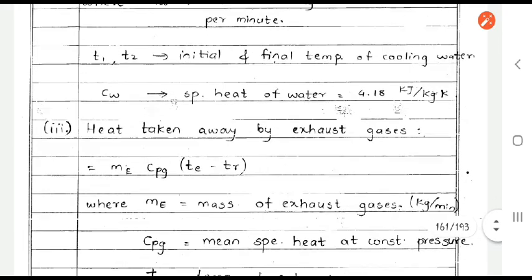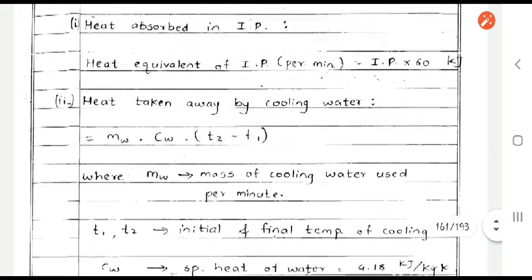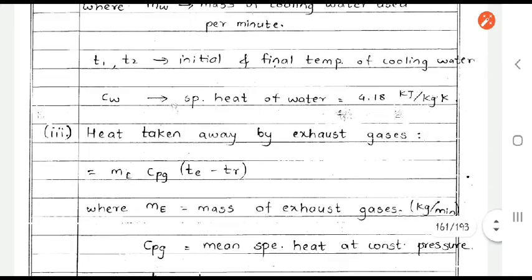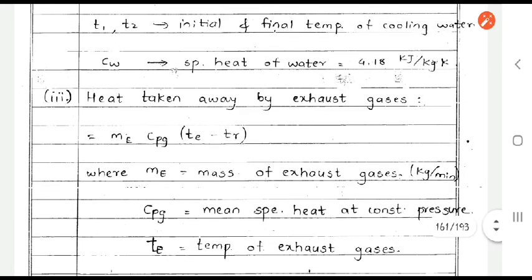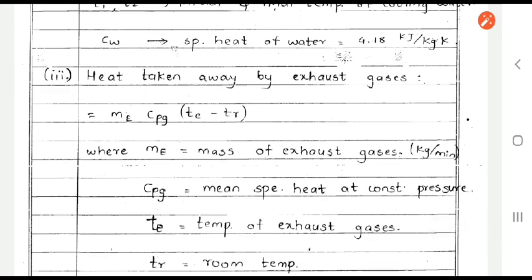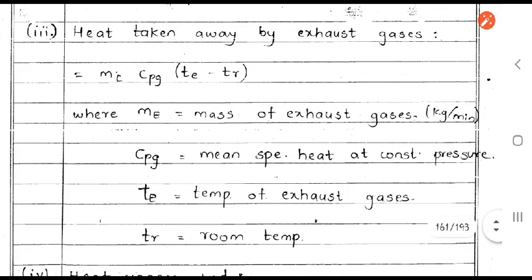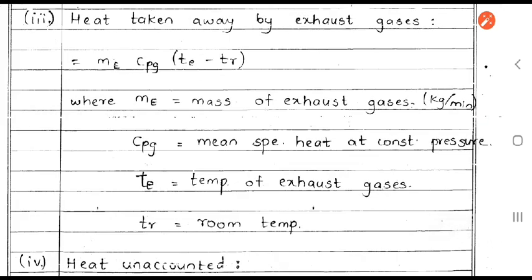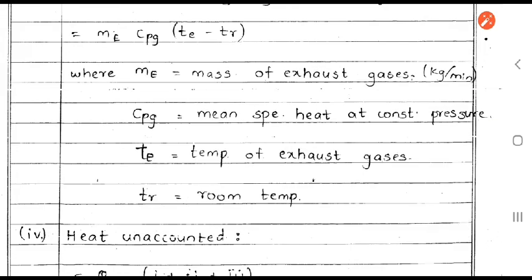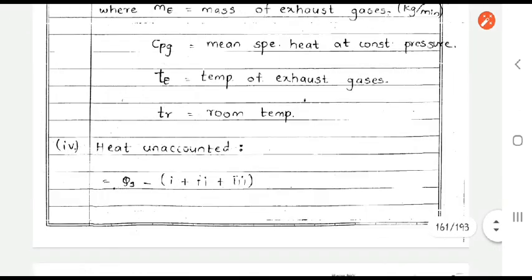The third point is heat taken away by the exhaust gases. Here we are using the Roman numerals 1, 2 and 3. Heat taken away by exhaust gases is equal to mE × CPG × (TE − TR), where mE is the mass of exhaust gases in kg per minute, CPG is the mean specific heat at constant pressure, TE is the temperature of exhaust gases, and TR is the room temperature. Then the fourth one is heat unaccounted.